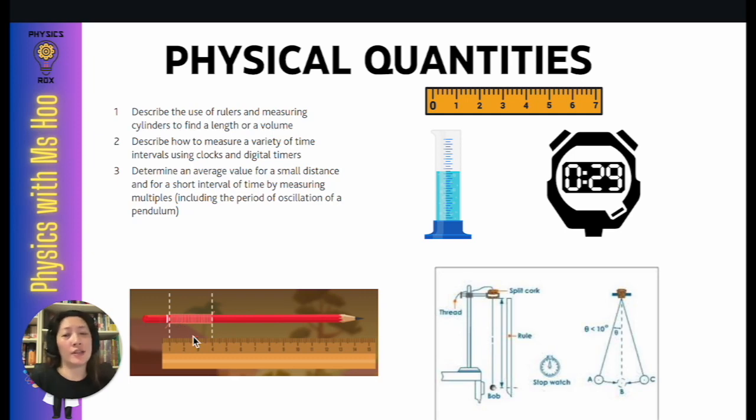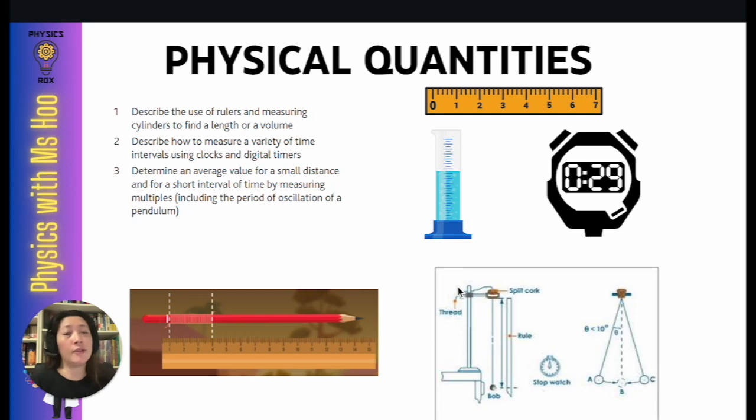Now, you can't measure the diameter of a wire directly with a ruler, but what you can do is get a wire and loop it around a pencil and place those wires next to each other and then measure the length of that coil, divide it by the number of loops, and then you can get the diameter of the wire. So that's how you get the average value for such a small distance.